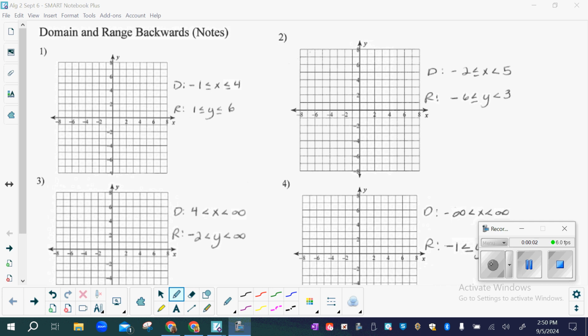Okay, so now we're going to do creating a graph, making a graph backwards, given the domain and the range. So we did with just the domain, and then your warm-up today was just with the range, and now it's with both the domain and the range. So a little bit harder. It's still going to be just one. So how might we start on this?